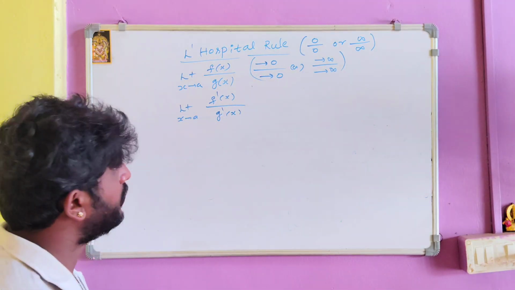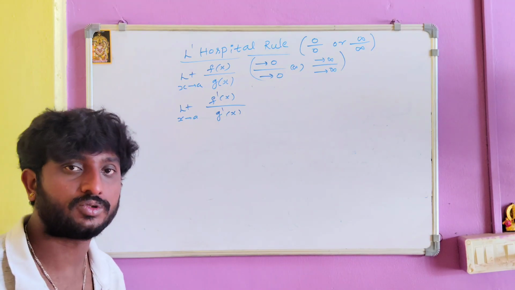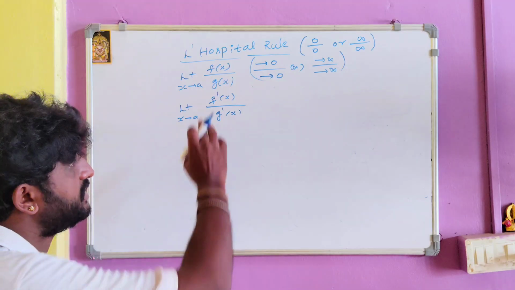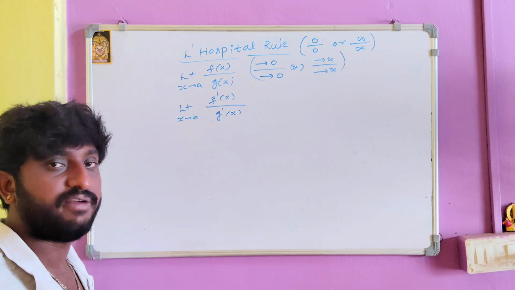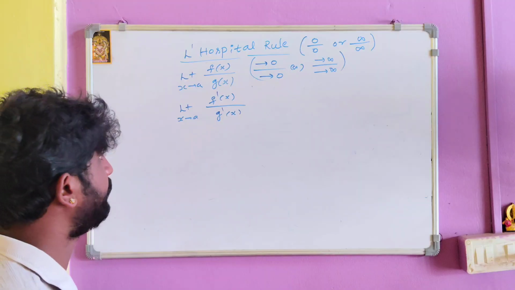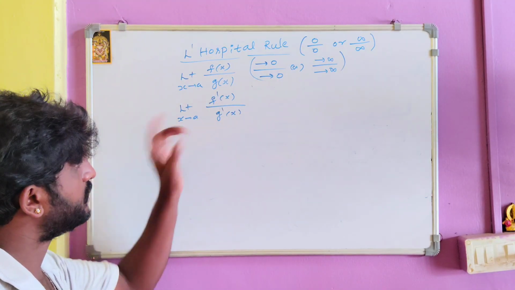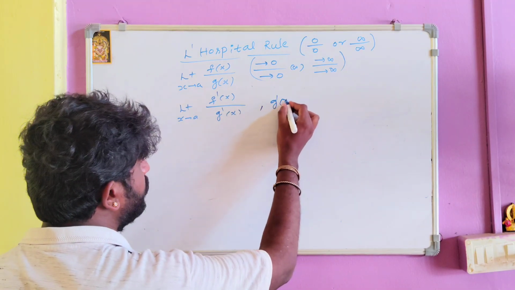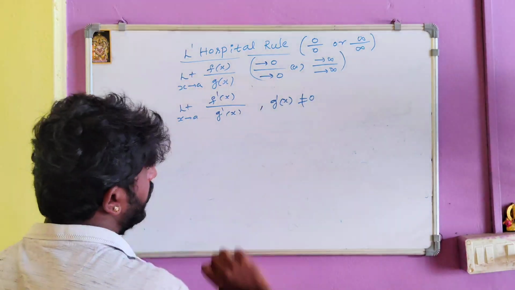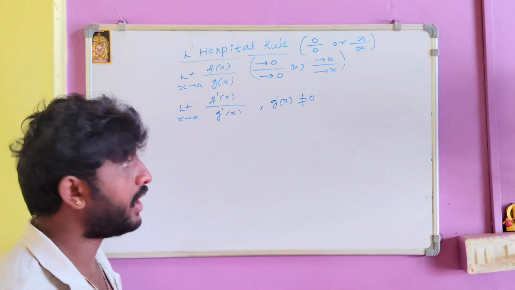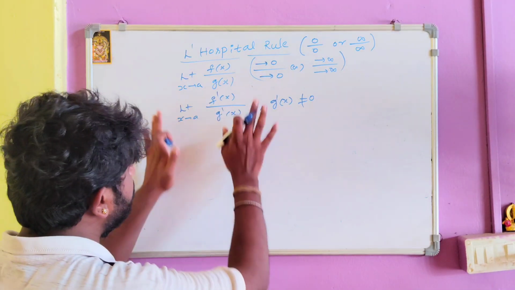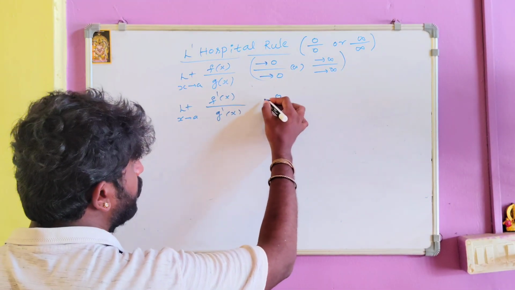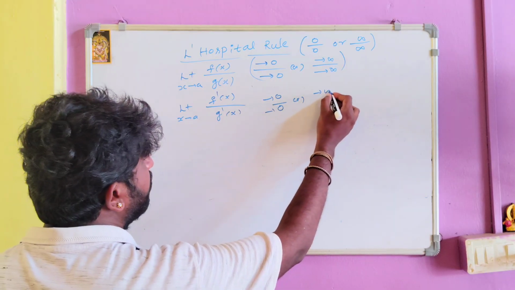In this rule we are not going to use the quotient rule. Don't apply the quotient rule here. Differentiate the numerator function separately and differentiate the denominator function separately. Then we get this form. Here the condition is that the denominator should not be equal to 0, and we should see that this form does not again become 0 by 0 or infinity by infinity.